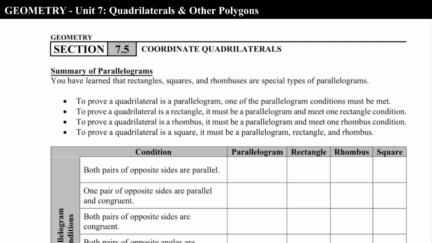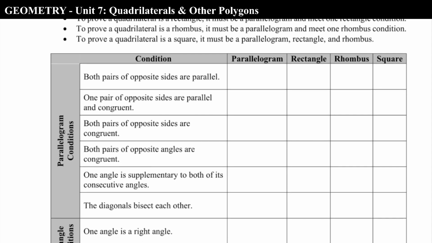Well, to prove that a quadrilateral is a parallelogram, what of the parallelogram conditions must be met? To prove that a quadrilateral is a rectangle, it must be a parallelogram and meet one of the rectangle conditions. To prove a quadrilateral is a rhombus, it must be a parallelogram and then meet one of the rhombus conditions. And then to prove a quadrilateral is a square, you have to show that it is both a rectangle and a rhombus, of course, after showing it's also a parallelogram. So how does all of this relate to one another?